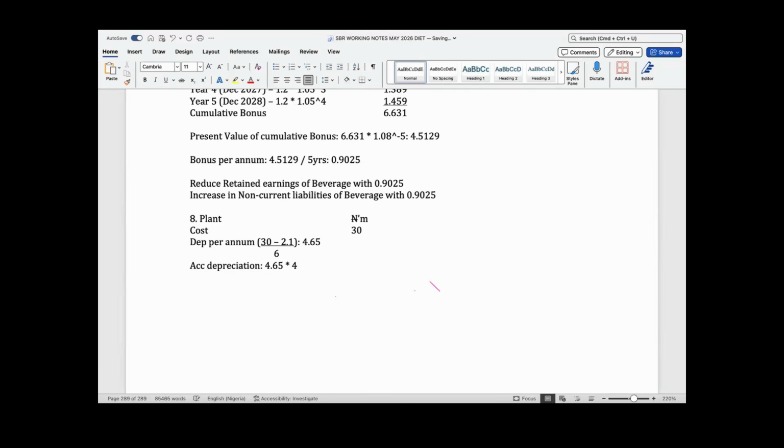Was it at the end or at the beginning of 2021? It's at the beginning of 2021. 1, 2, 3, 4. 4 years. Okay, this one gives 18.6. So how much is that? What was the carrying amount? 11.4.